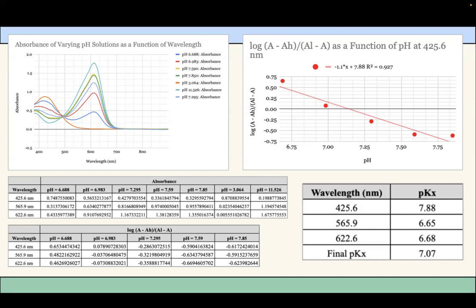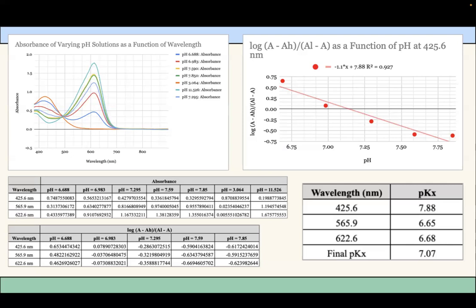By graphing these equations onto this chart, we can see that the slope-intercept form results in an equation of 1.1x plus 7.88. The b in this equation is our pKx at that wavelength. And so by using these equations for 3 different graphs, we were able to find the pKx at 3 different wavelengths, which you can see in the bottom right table.